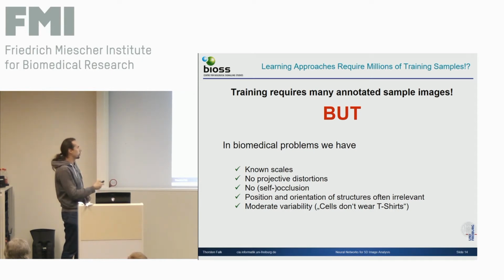Then the absolute position and orientation of the structures is mostly irrelevant. If you have some cell culture, it doesn't matter whether a cell is orientated like that, or whether it's here or here. And your variability is moderate compared to natural images. If I wanted to segment the whole audience here, I would have a problem because everyone looks completely different. You wear completely different clothing, and it's really a hard task to segment people compared to segmenting cells, because cells look mainly alike.